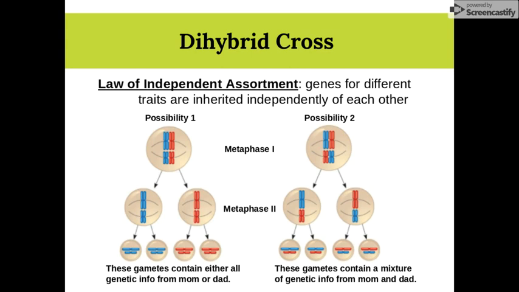The law of independent assortment says that genes for different traits are inherited independently of each other. So this just means that genes that are for different traits like height or color or texture or whatever it is, they don't always travel together with a certain other trait. They can be mixed up in new combinations.